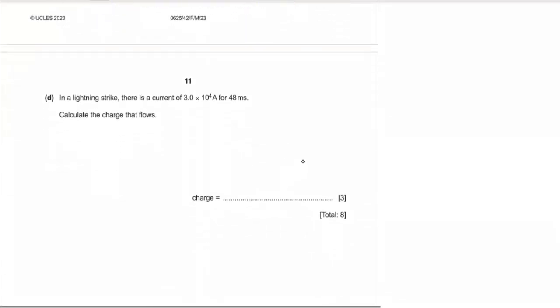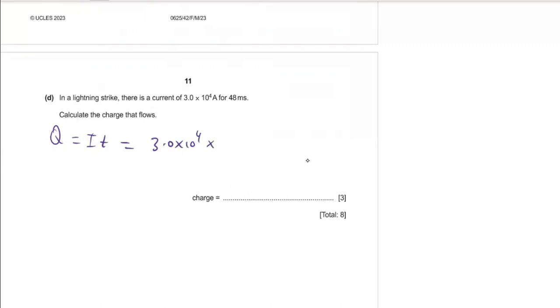Okay. But D, in a lightning strike, there is a current of 3.0 times 10 power 4 amps for 48 milliseconds. Calculate the charge that flows. Now, charge is given by I times t, that is current times time. So current is 3.0 times 10 power 4, times time, which is 48 milli, a prefix, which means 10 power minus 3. So that is times 10 power minus 3 seconds. So we have 3 times 48, we get 1.44, that is 1440, or 1400 coulombs.